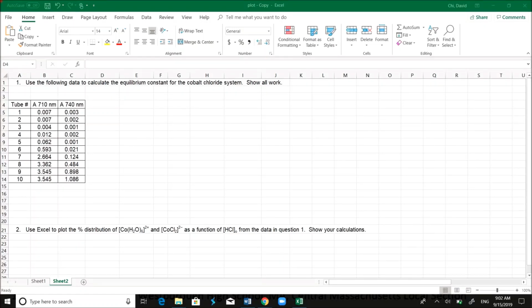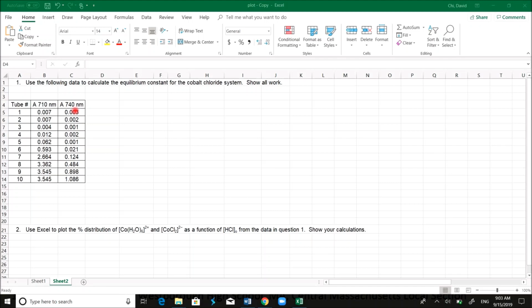In this video, I will show you how to solve Prelab questions 1 and 2 using Microsoft Excel. Question 1 asks you to calculate the equilibrium constant for an equilibrium system involving cobalt chloride in water. It gives you a table of 10 samples with the light absorbance at 710 and 740 nanometers. This table is a mimic of the result you are going to get in the experiment.